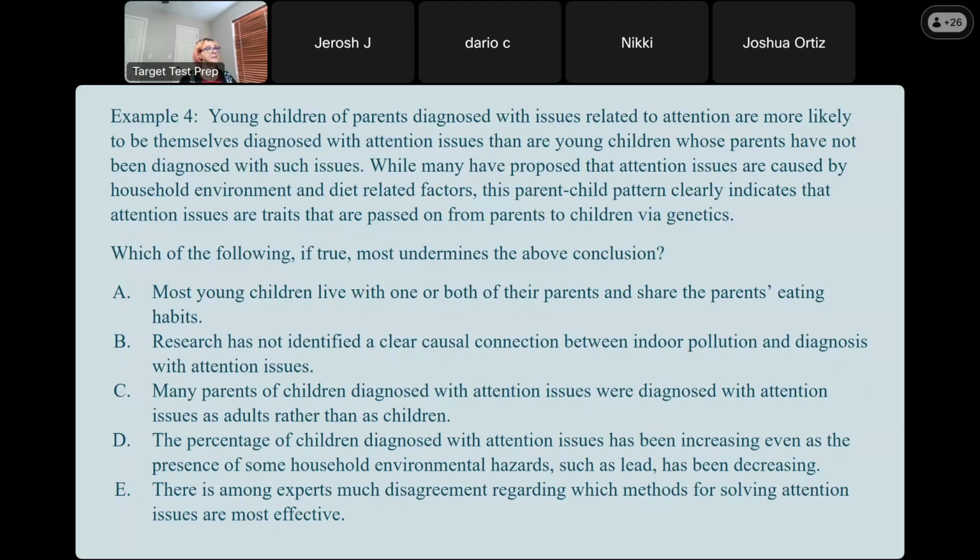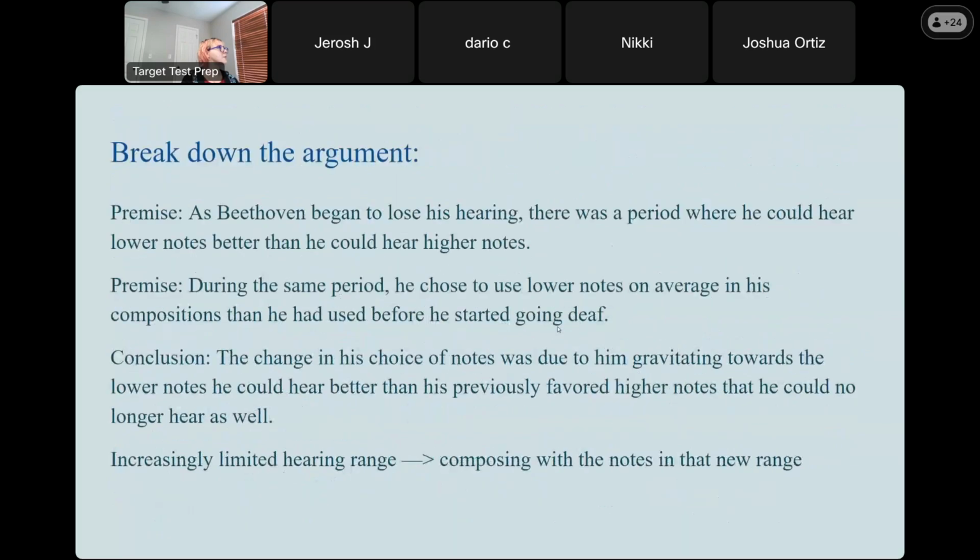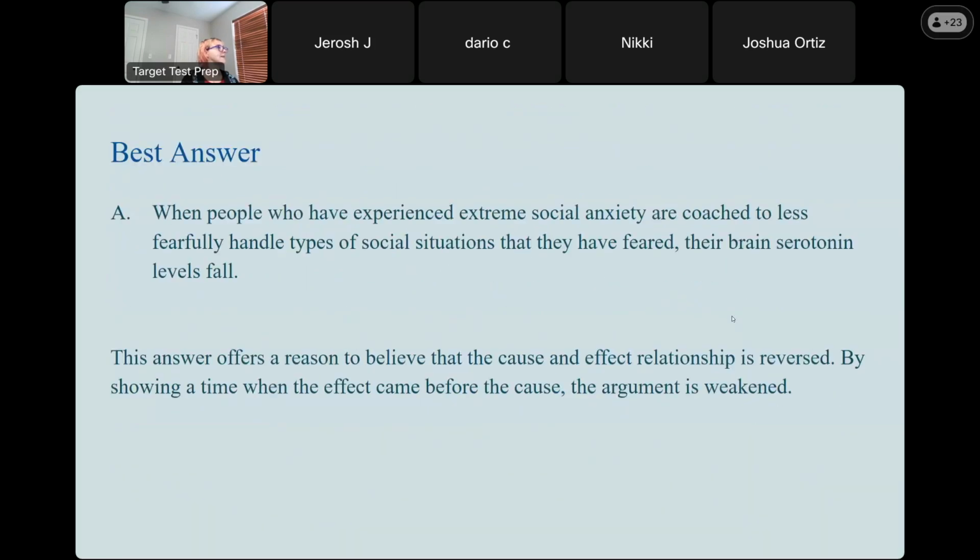Maybe, honestly, it would still hold, because it's just saying genetics. It's not saying that the parents getting diagnosed is triggering the children to get diagnosed. It's saying that the parents having the disorder as assessed by them being diagnosed is leading to the children having the disorder. So that's why that one doesn't weaken the argument clearly. And then the correct answer was A on the social anxiety.